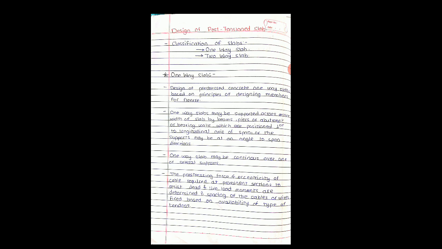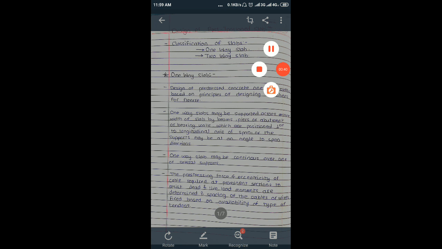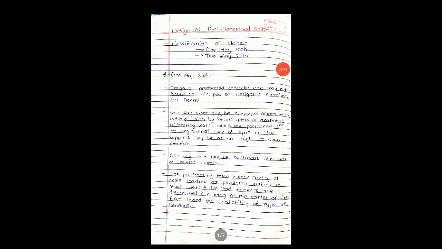This is the classification of slab. This is one way slab and two way slab. One way slab we'll see first and then we'll go for two-way slab. So here we'll go for one-way slab. Design of pre-stressed concrete one-way slab is based on the principle of designing members for flexure. Here we are going to focus on the flexure part in one-way slab.